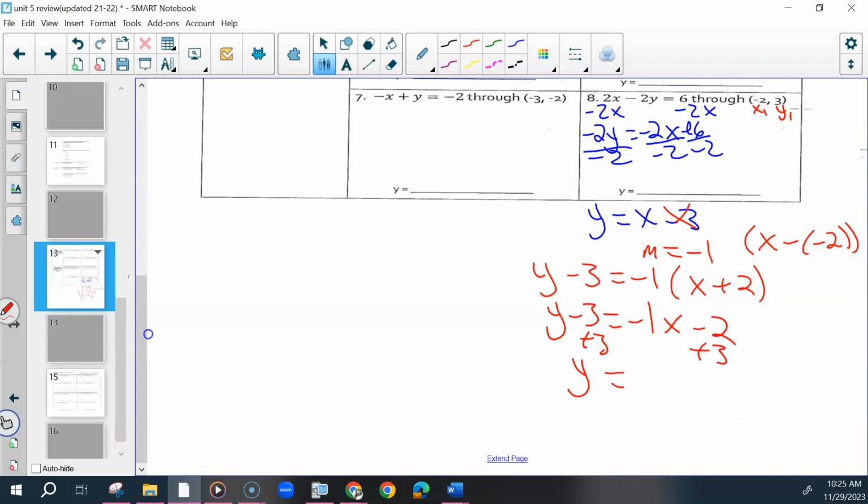So the equation that is perpendicular to this one would be y equals -1x plus 1. But it can also be negative x, right? Like just -x plus 1. Yeah. Other questions?